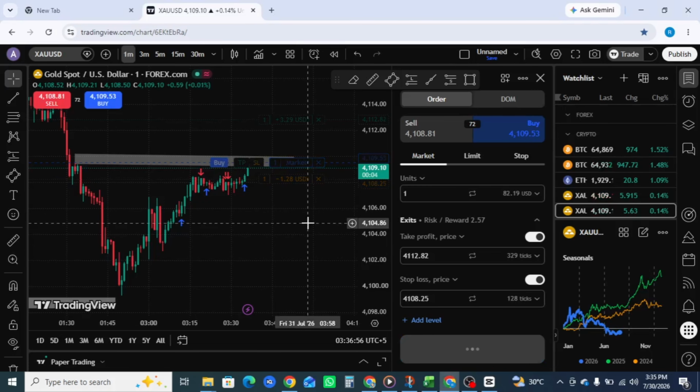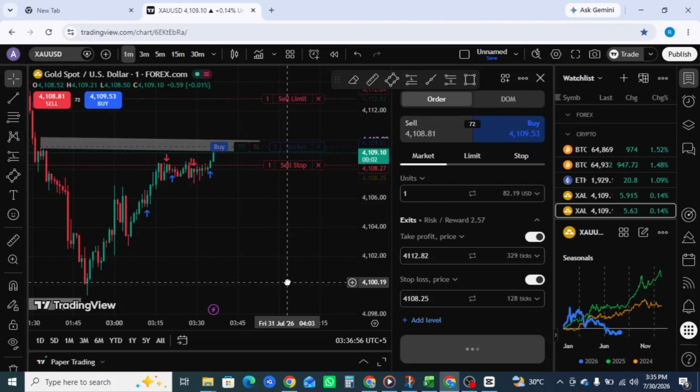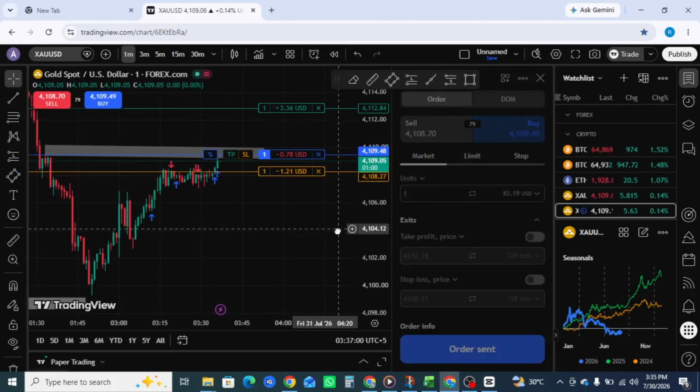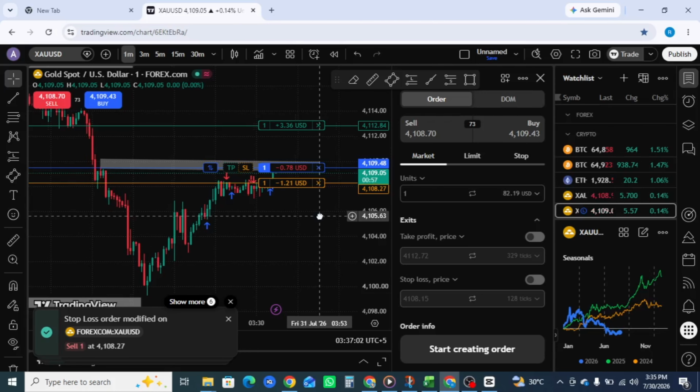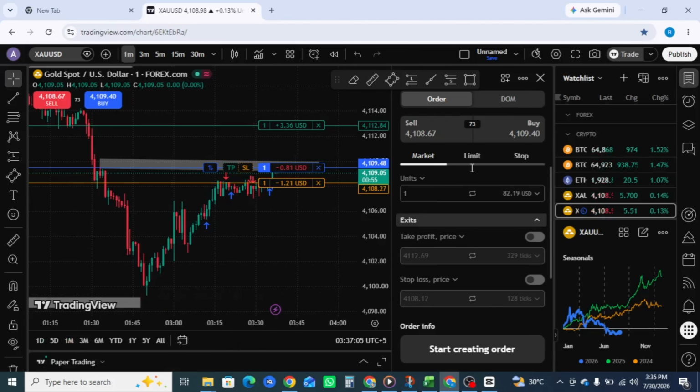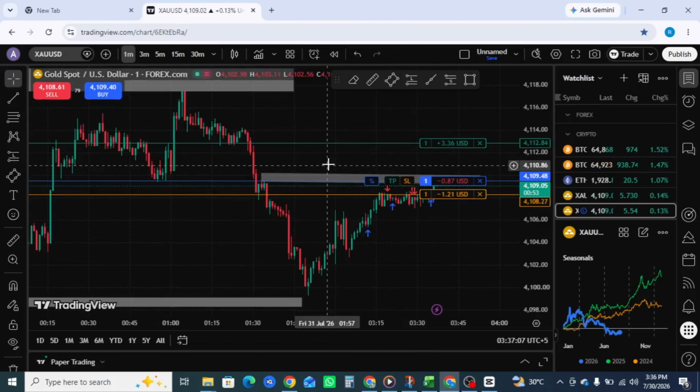Enter the number of shares you want to buy. If needed, set a stop loss to limit potential losses and a take profit to automatically close the trade when your target price is reached. Review the order details and click buy to execute the trade.